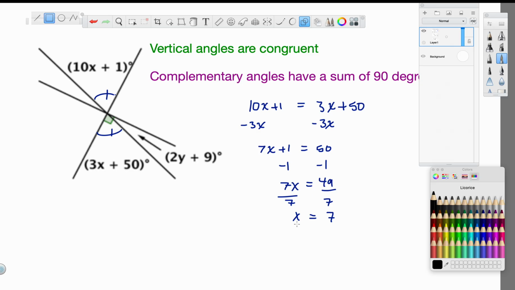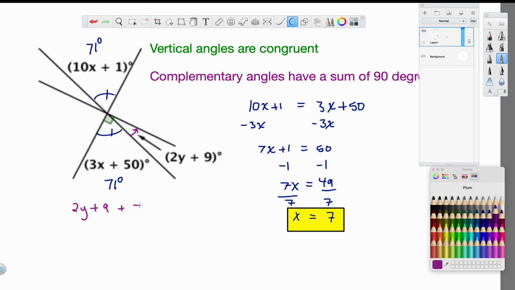Let's plug 7 in here. 10 times 7 plus 1 is 71. 3 times 7 is 21, plus 50 is 71. Okay, so these both are congruent. We checked that. Now let's do the complementary equation. So I know that 71 plus this angle should be 90. So I could say 2y plus 9 plus 71 equals 90.